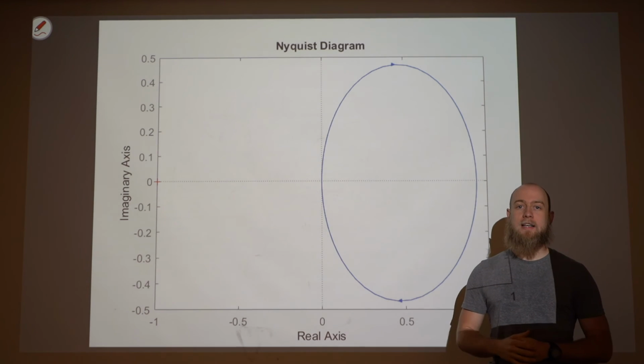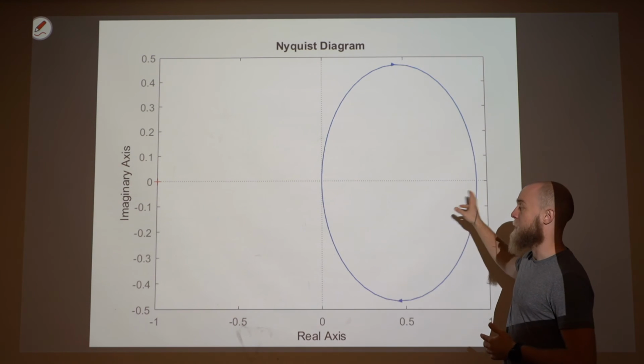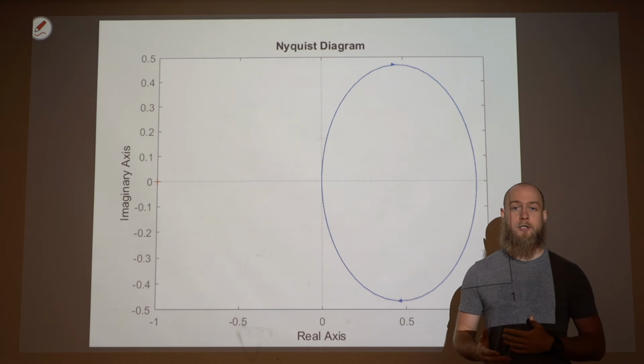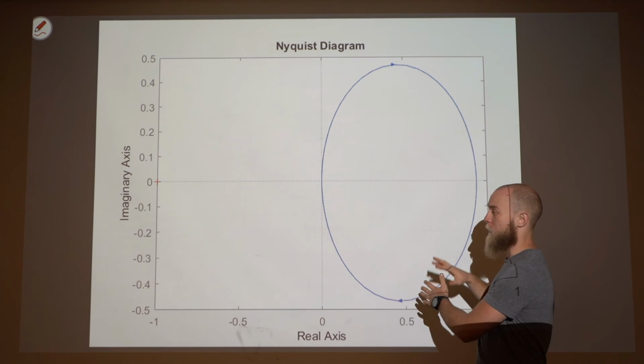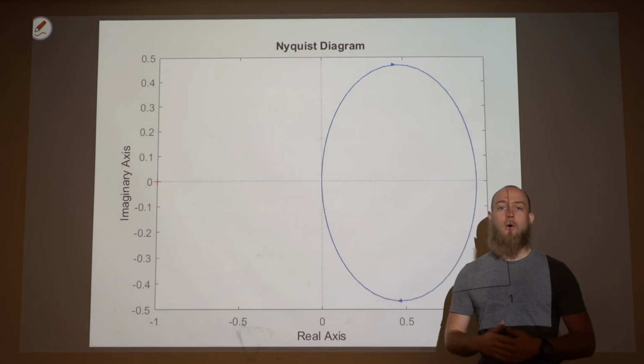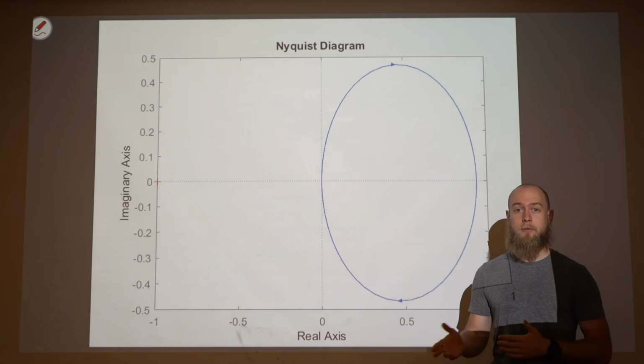Given the information from the last slide, plotted here on the Nyquist diagram, you can see that no matter how much the magnitude is amplified and no matter how much the phase is shifted, the diagram will never encircle negative 1. What this means is that there are no unstable poles.